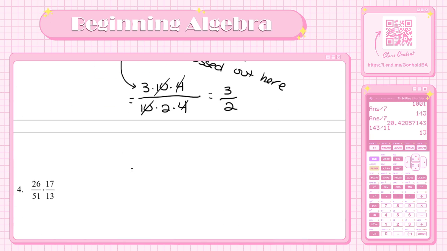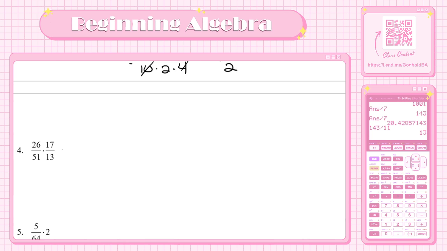So let's do some more. These are fun. Okay, so I've got 26 times 17 over 51 times 13. Nice thing about 17 and 13 is they are prime numbers, so I don't need to worry about simplifying those two guys. But I do need to simplify 26.